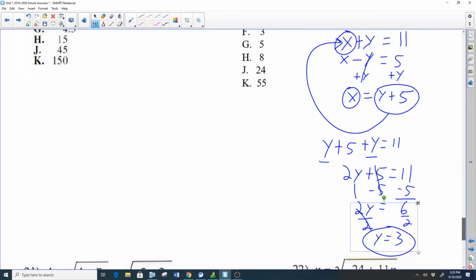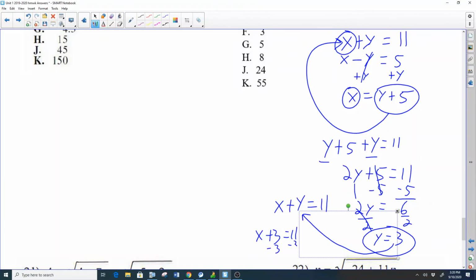But now we actually have to go back to the original, either of them. We'll choose the first one, which was x plus y equals 11. So now we're going to do substitution, and we're going to plug the 3 back in for y. So now we have x plus 3 equals 11, because we substituted a 3 wherever we saw a y. And now we just minus the 3 over. And so 11 minus 3 is 8.